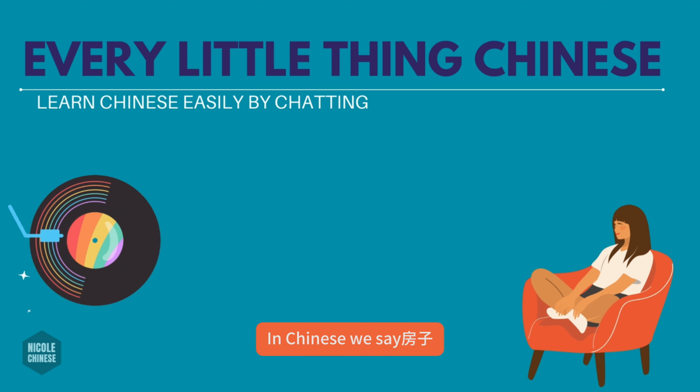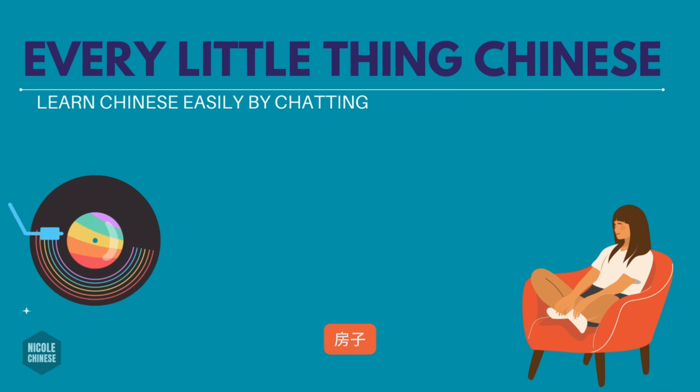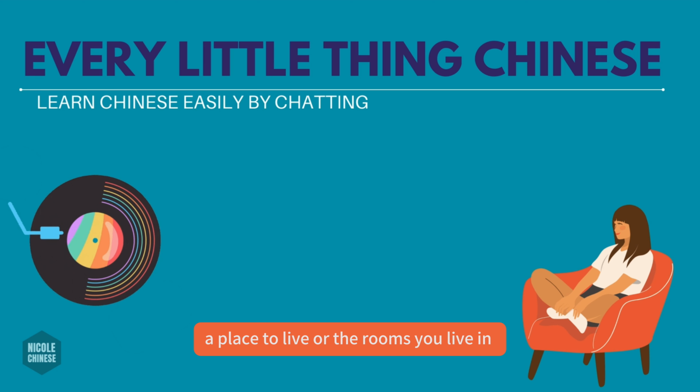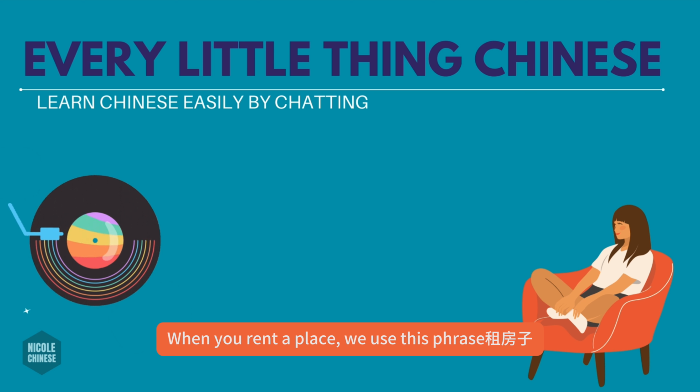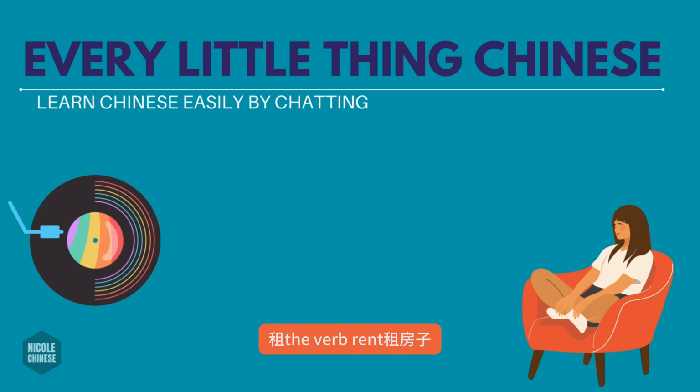In Chinese, we say 房子. 房子, a place to live or the rooms you live in. When you rent a place, we use this phrase 租房子. 租, the verb rent. 租房子.